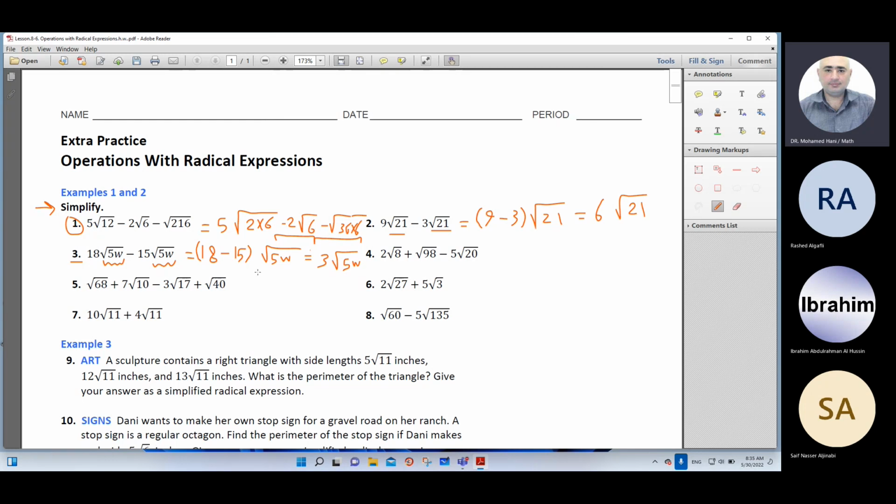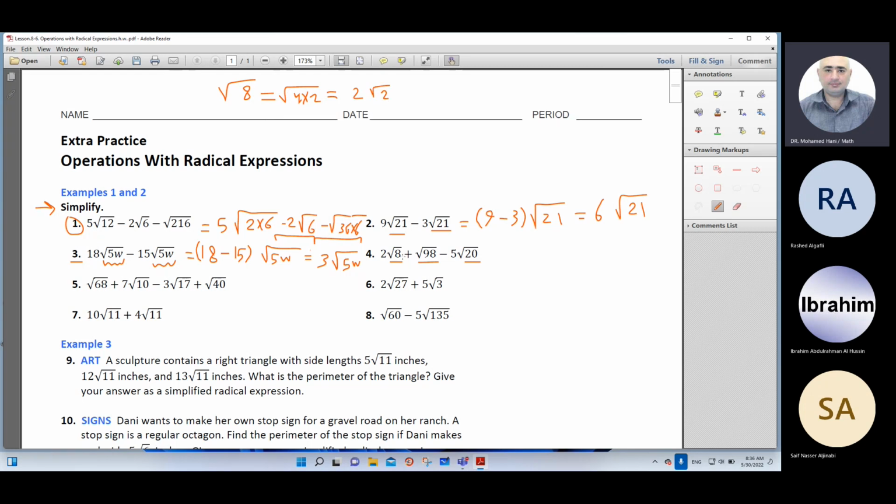Do you have any question here about exercise number 3? Number 4. As you see here you have square root of 8, here you have square root of 98, here you have square root of 20. We have different square roots. So we cannot add or subtract here. So what I do in this case, try to simplify each one. If you take square root of 8, as you know, 8 equal what? 4 times 2. What is the square root of 4? Will be 2, square root of 2.